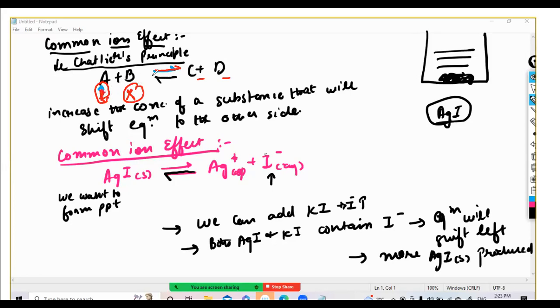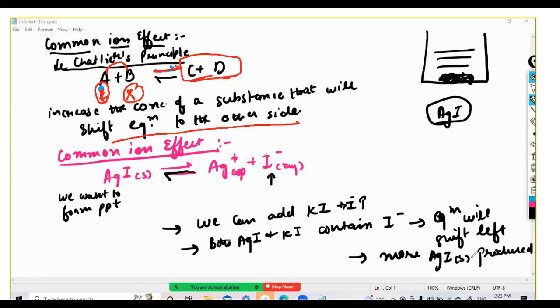So it will go in that direction in which your A is being used. In the forward direction, what is happening? A is being used. It is reacting with B and forming C plus D. So it will shift to the other side. If you do something on this side, then it will shift to the other side.